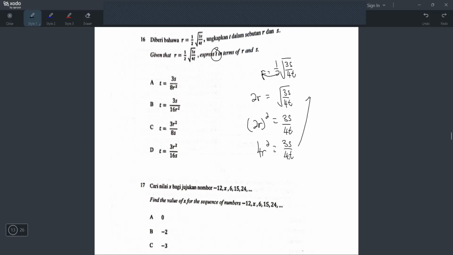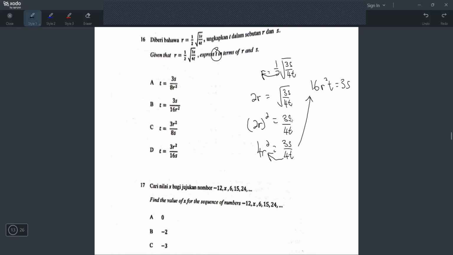And then continue here. I want to find T, right? So how to find T? Let's move the whole 4T up here, so that you can remove the fraction. All right. So everything is in one line. So 4 times 4 is 16. R square times T is just R square T equals to 3S.